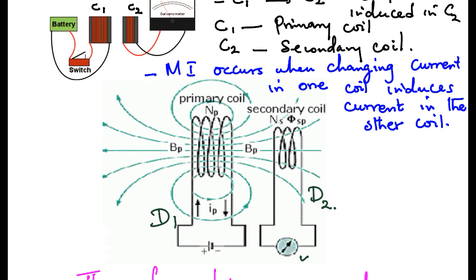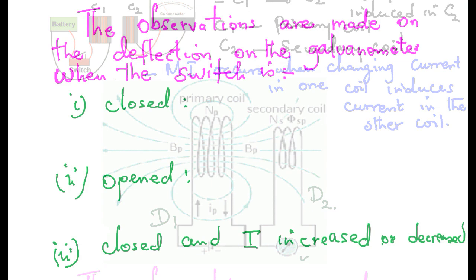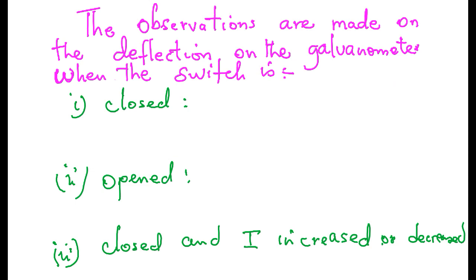So as a result of a changing magnetic field, magnetic flux linkage, an EMF will be induced in the secondary coil, which drives current as indicated by the deflection on the galvanometer. In mutual induction, the following observations serve as evidence of the existence of the induced EMF in the secondary coil.